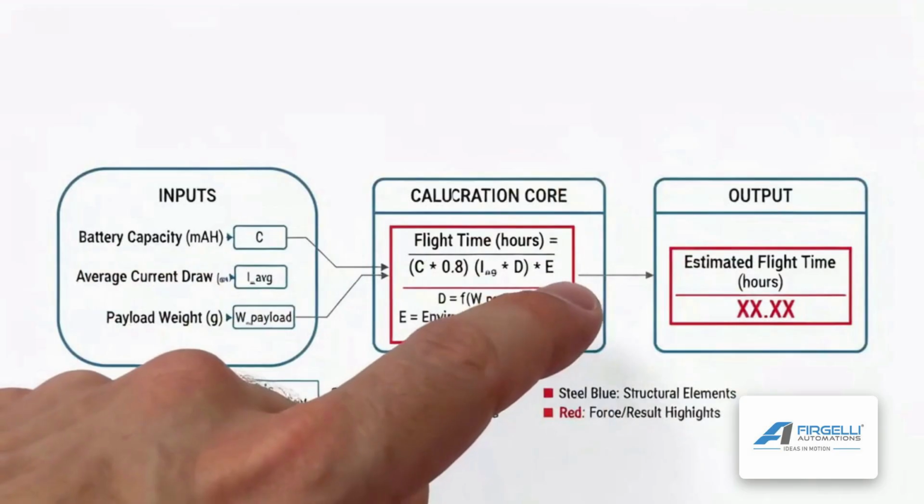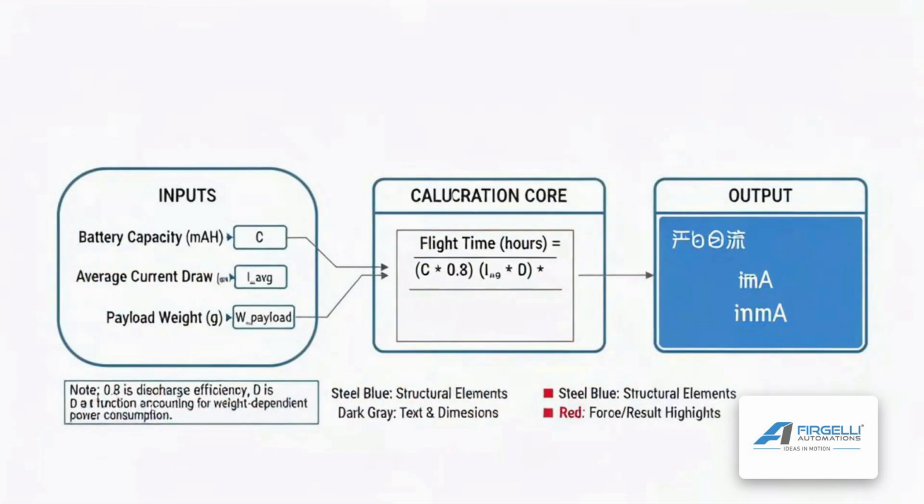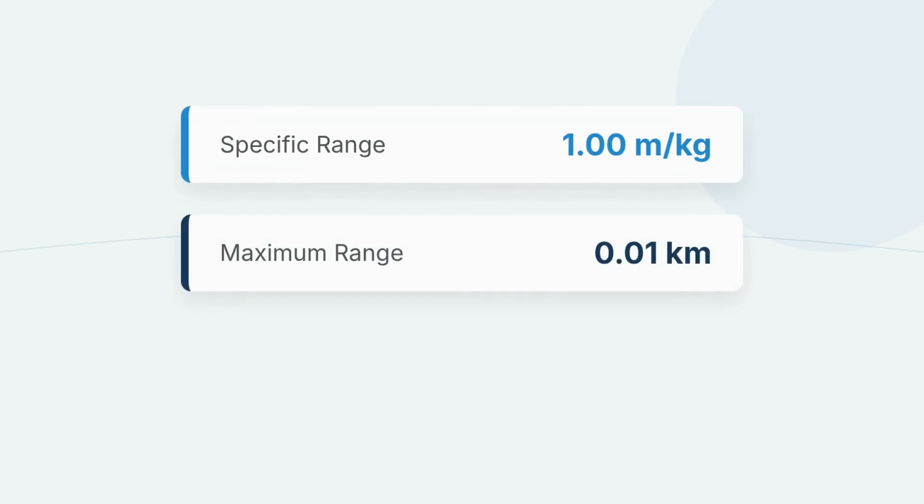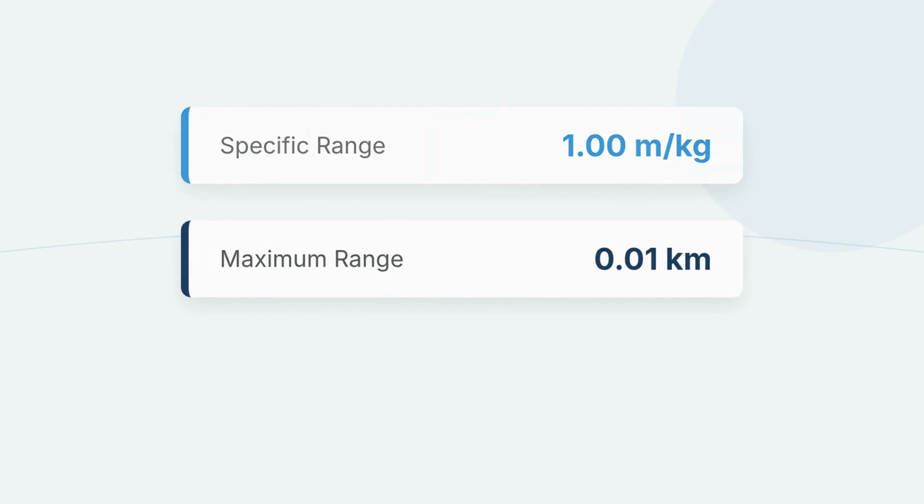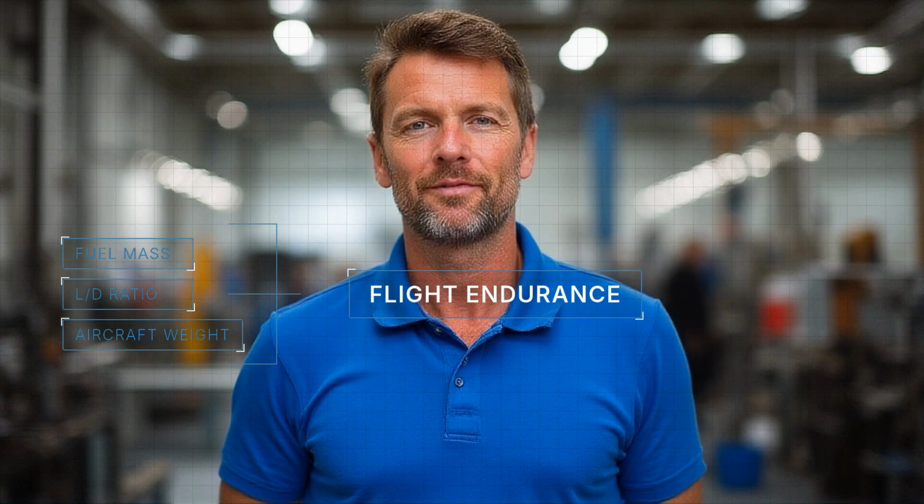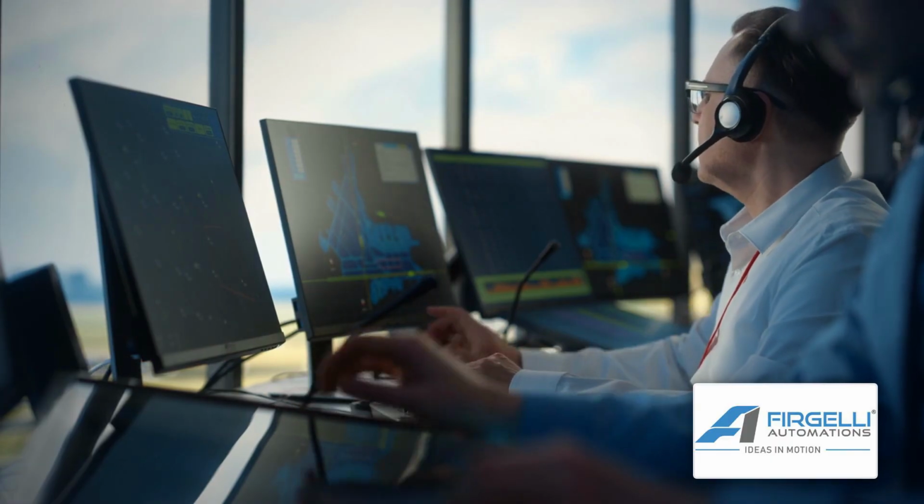After clicking calculate, the outputs show endurance time equals 1,000 hours, specific range equals 1.0 meters per kilogram, and maximum range equals 0.01 kilometers. These results demonstrate how the calculator processes multiple parameters simultaneously to determine flight endurance characteristics. The output also indicates this falls within the standard endurance range for typical missions.